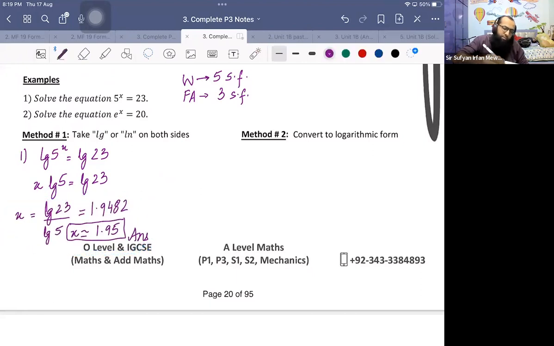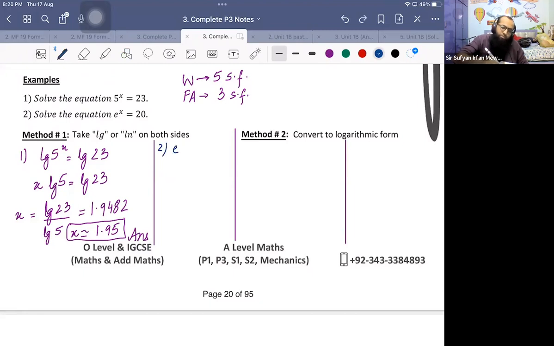So this is what we do. Let's draw a margin over here and do example 2 using this method. Right, then we will draw a margin here too, so there will be 2 portions. Okay, perfect. Let's go. If we look at method number 1, example number 2. Solve the equation e power x is equals to 20.